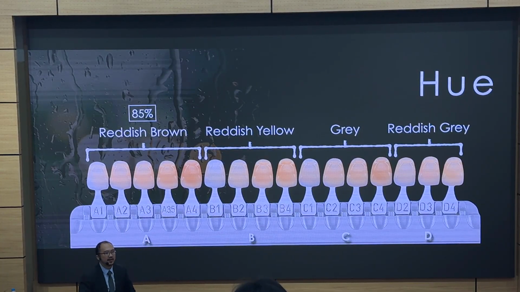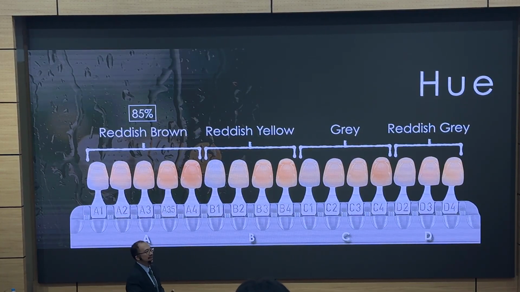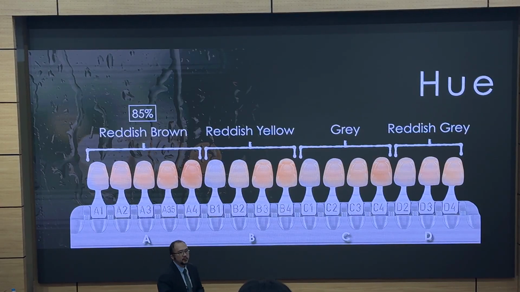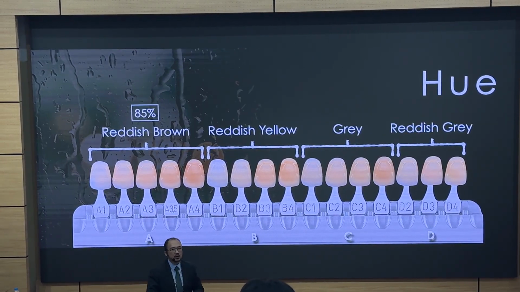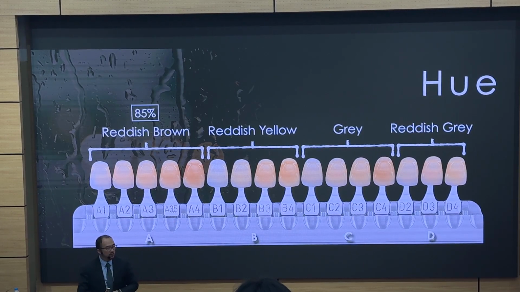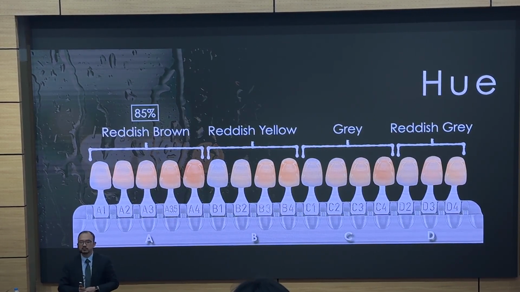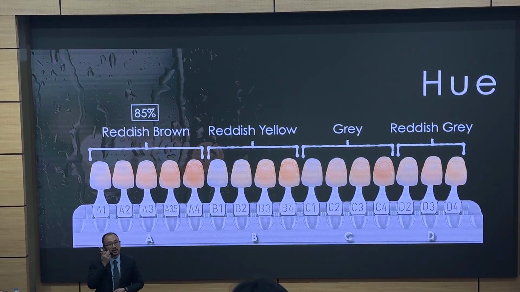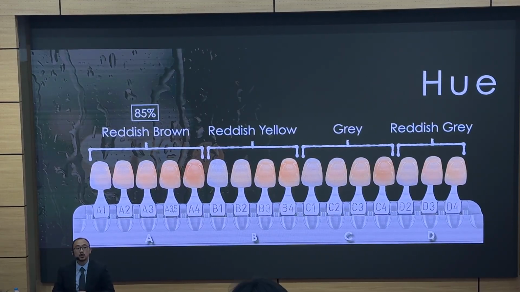If you know 90% of the patients are going to be A-shaped, probably we can quite safely ignore the B, C, D shapes, okay? So, patient comes in, automatically you know it's 90% going to be A shape. So, we have chosen the hue.